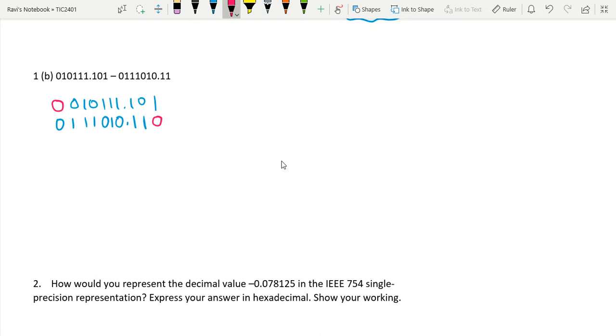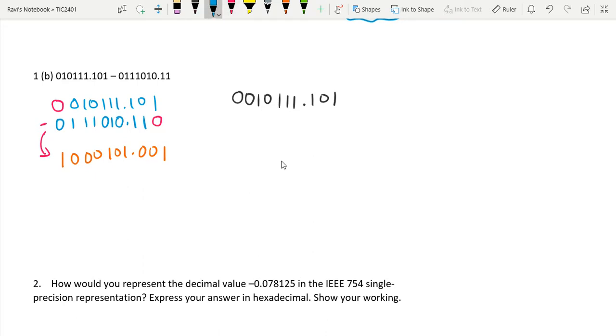I'm currently doing this first number subtract this number. So what I need to do is the complement operation. If I do the complement operation, I get 1000101.001. Once I've done the complement, then I can rewrite both the numbers. Let me rewrite both the numbers over here. 0010111.101 is the first number.